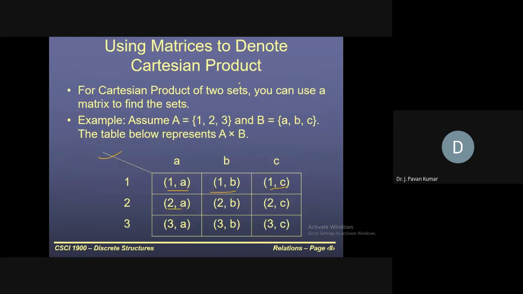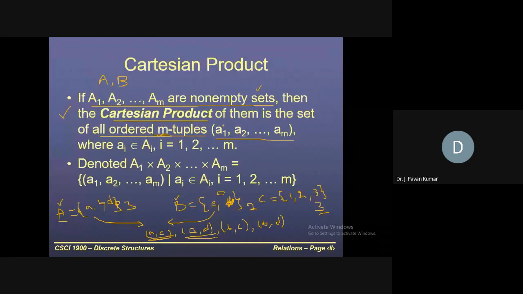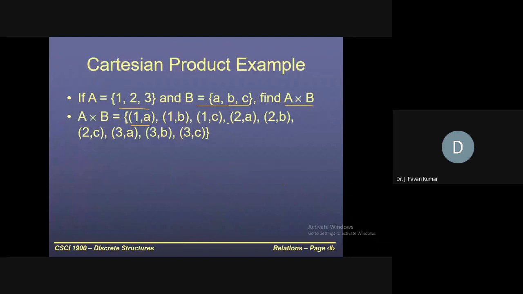This is the Cartesian product, right? 1 comma A, 1 comma B, 1 comma C, like this. We are having 9 tuples. Okay, this is one tuple, this is one tuple, like this. 9 tuples we have got.